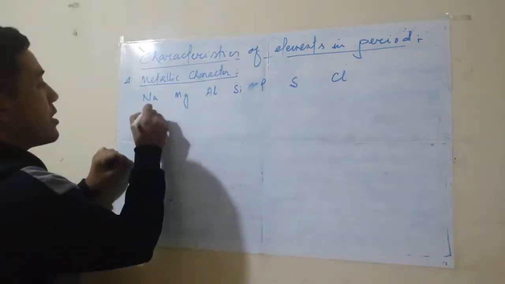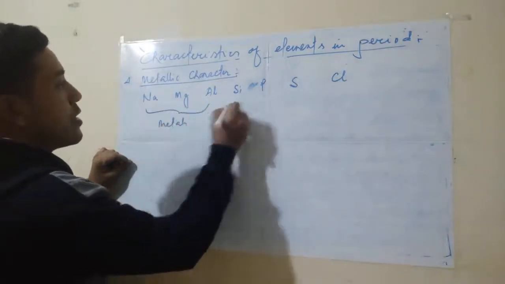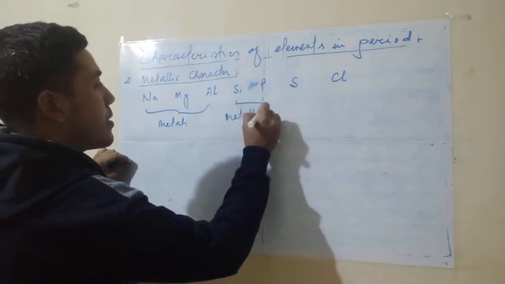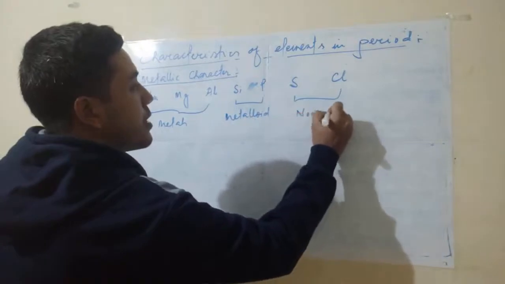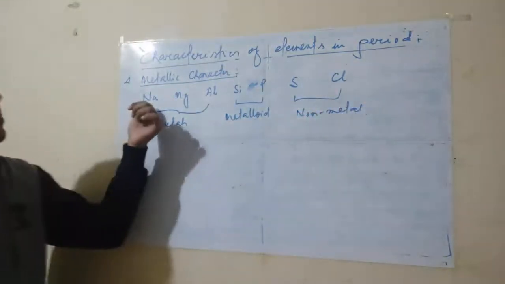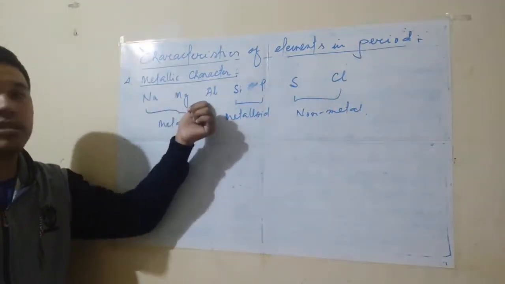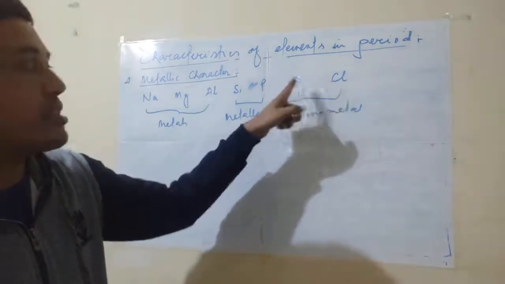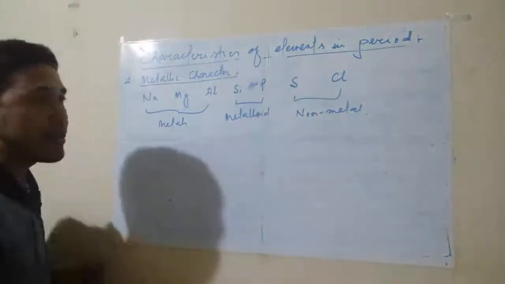Look here, these are the metals, this is the metalloid, these are the non-metals. Look here, sodium is more active than magnesium, than aluminium, right? And chlorine is more active than sulfur. Okay, keep this point in your mind.